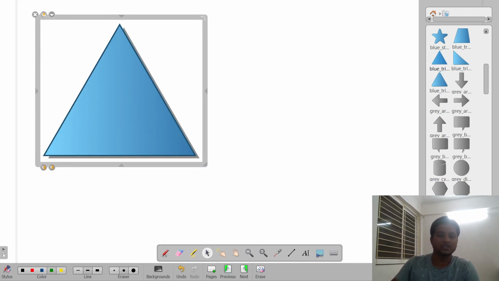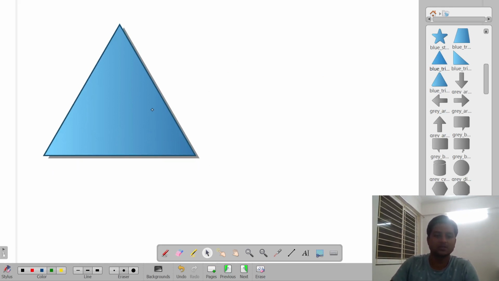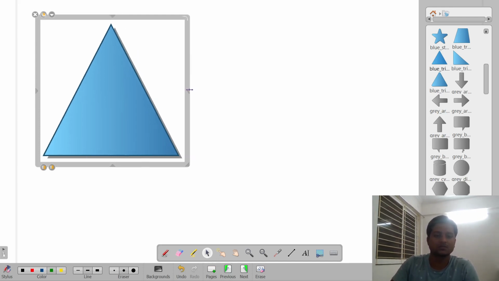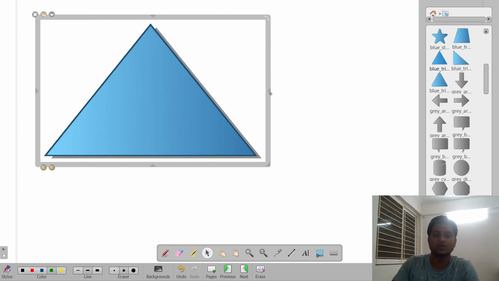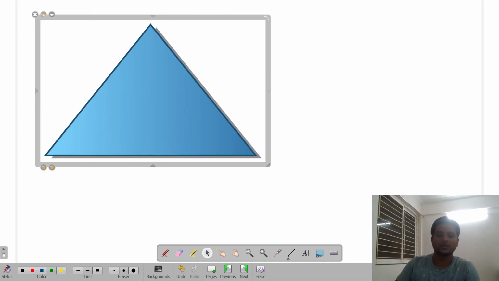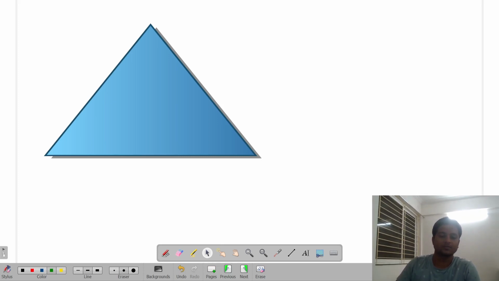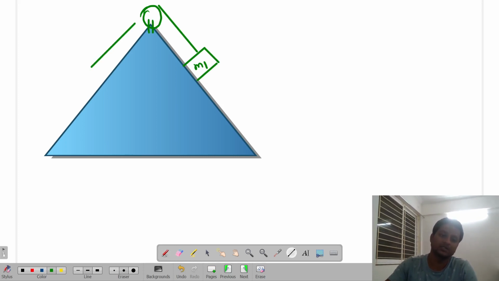It's visualizing as equilateral. Let us decrease it, as you said. It's always getting equilateral. Okay, so no problem. This is my diagram. Okay, now I attach a pulley over here. Okay, with this I attach two blocks, mass m1, and this side mass m2.